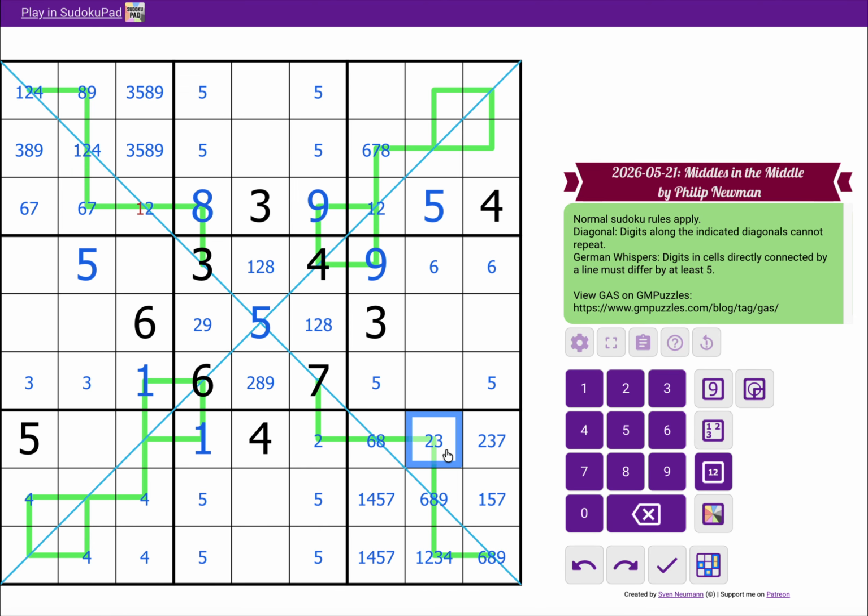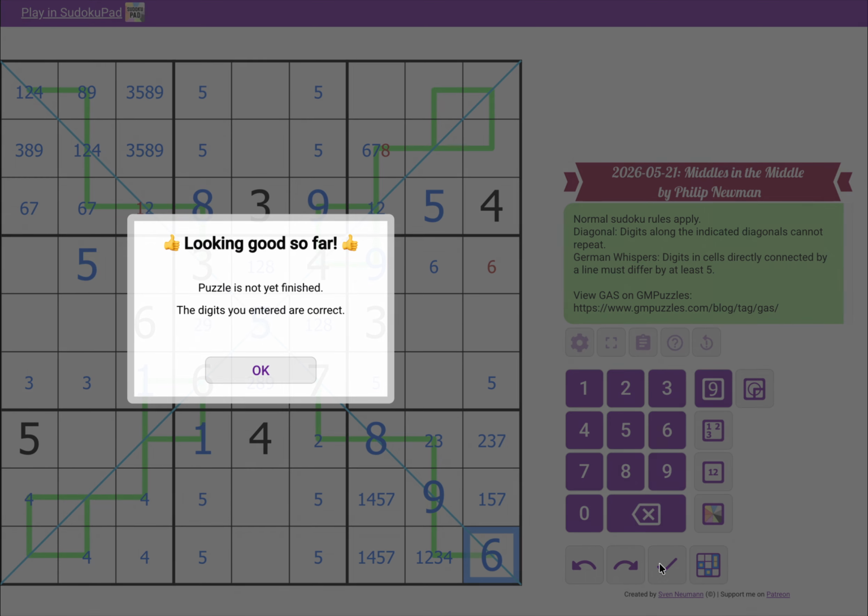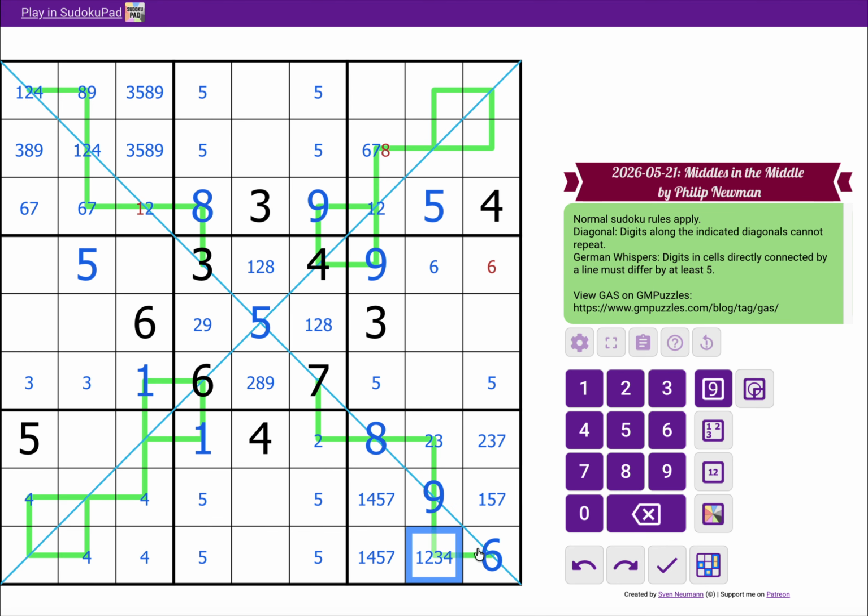Now, since this can't be a 1, then this can't be a 6. And also this can't be a 6. So that just leaves 8. And then this must be the 9. And this must be the 6. I'm going to check it. Yep. And so 8. And okay. So no 6 here. So that means there's a 6 here.